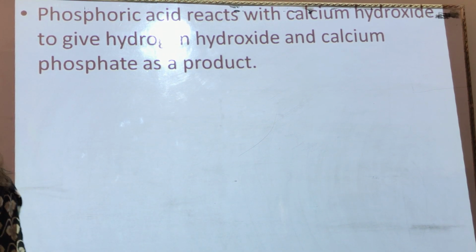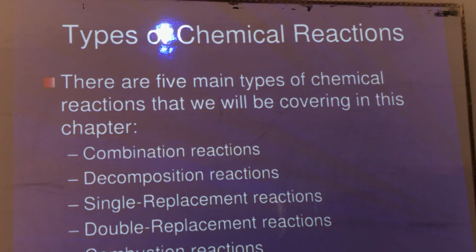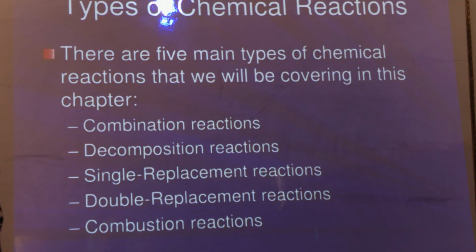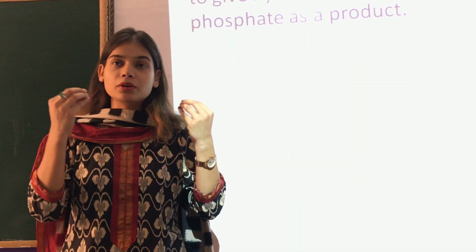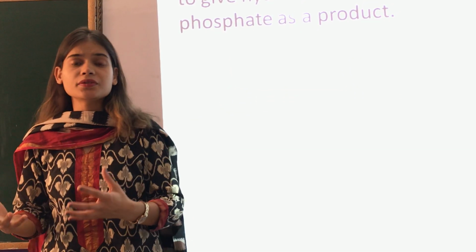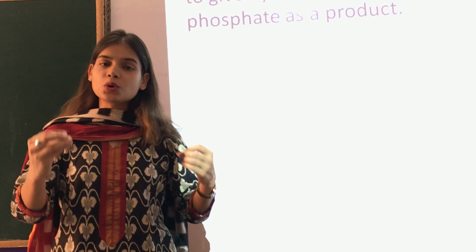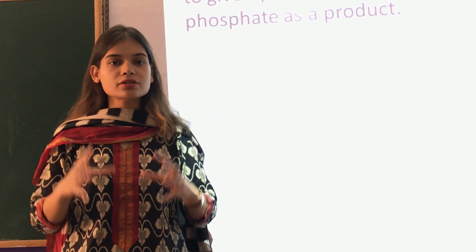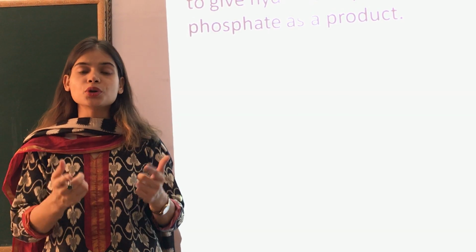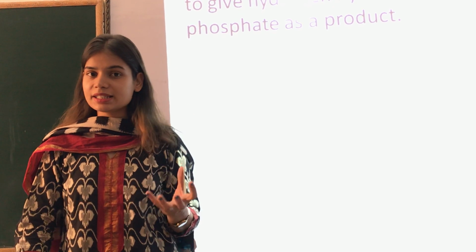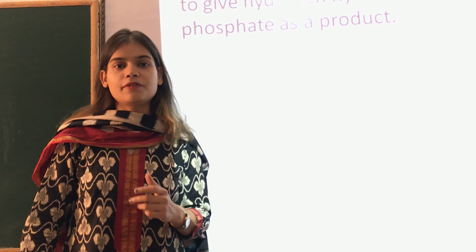Now we will move forward to our next portion, that is types of chemical reactions. We all know, children, that there are many types of chemical reactions that go on on a daily basis. Whether you burn carbon, burn a candle, cook food, do respiration or photosynthesis, there are many types of chemical changes. Due to that there are many chemical reactions also. Basically there are 5 broad types of reactions that we are going to study in this chapter.